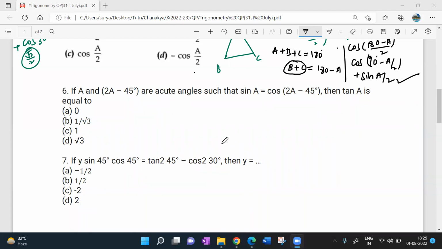Next, look at the sixth question. 2A minus 45 are acute angles such that sin A is equal to cos of 2A minus 45, then tan A is equal to what? So acute angles is nothing but, how can I solve this question? Quick. How many have you done this question? It is a very simple question. Look at it. I'll tell you.